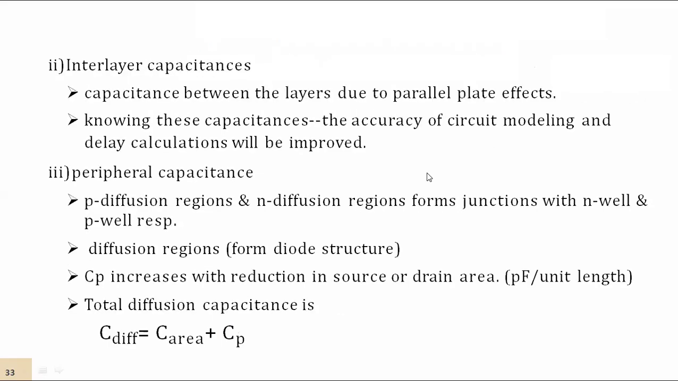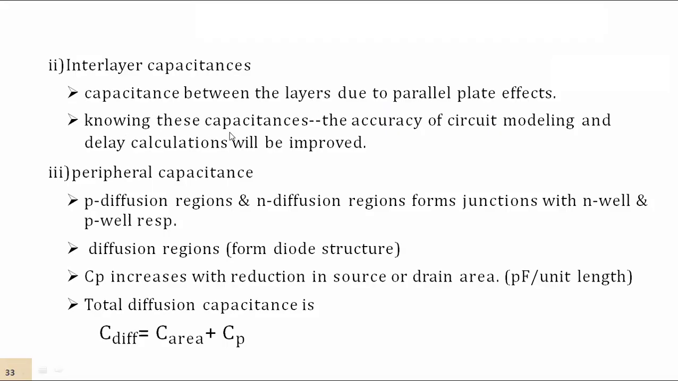Okay, second, I have told you that there are three parameters that need to be considered for accurate prediction of performance. One is the fringing field. Second is the interlayer capacitance, that is from one layer to another layer. This is the capacitance between different layers due to the parallel plate effect.